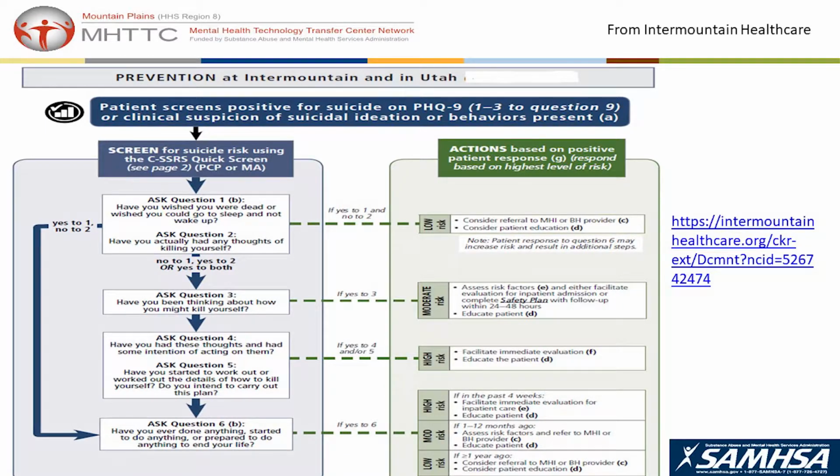Consider referral to a mental health professional, or even, potentially, inpatient care. At this level, it's less likely, and talking with the patient. Ask question number 4: have you had these thoughts and had some intention of acting on them? If yes, then you'll want someone with the expertise, knowledge, and comfort level to do further assessment. Have you started to work out details of how you might kill yourself? Do you intend to carry this out?